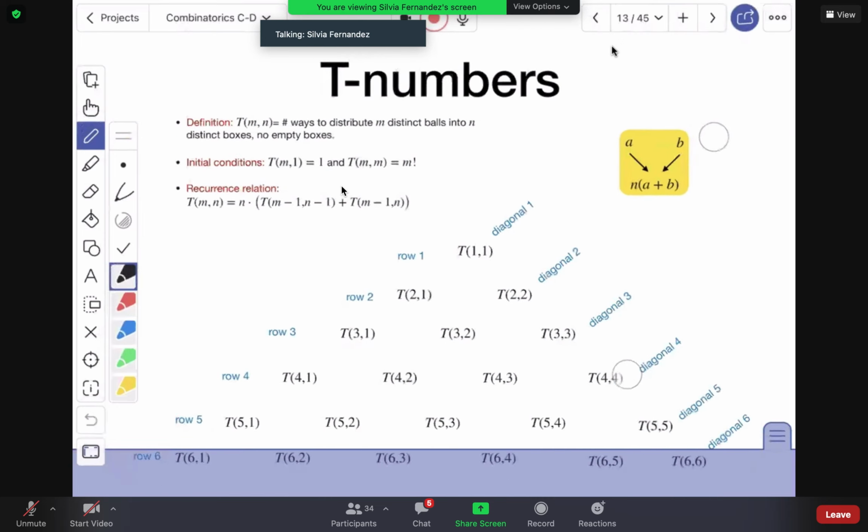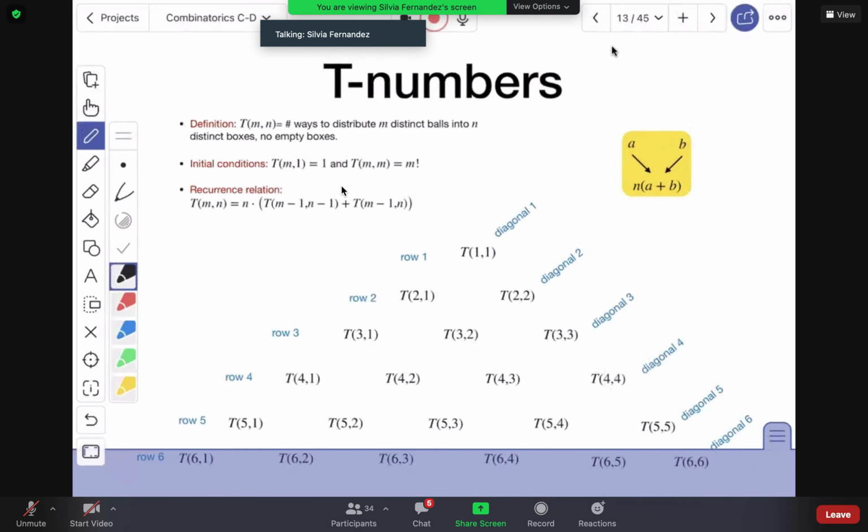So for the T numbers, the definition is right here. Remember, it is the number of ways to distribute m distinct balls into n distinct boxes, no empty boxes allowed. That's the definition, okay? So these are my initial conditions. Let's see that these are actually okay. This one came up last time, remember? I wrote down that the T number Tm1 is always 1.